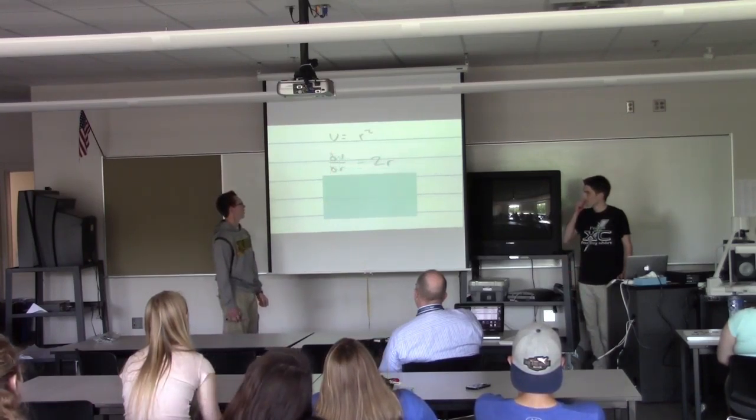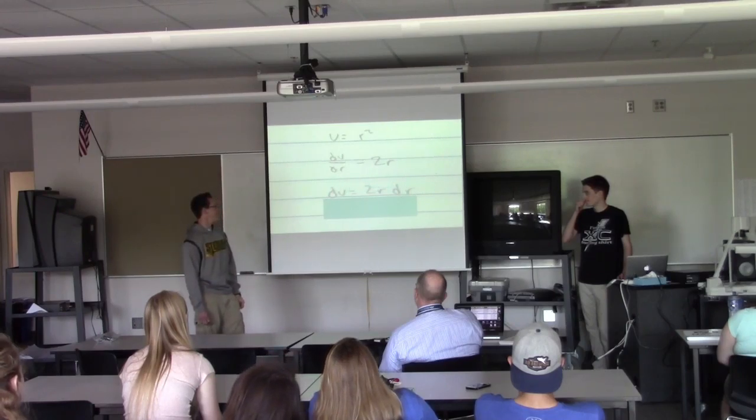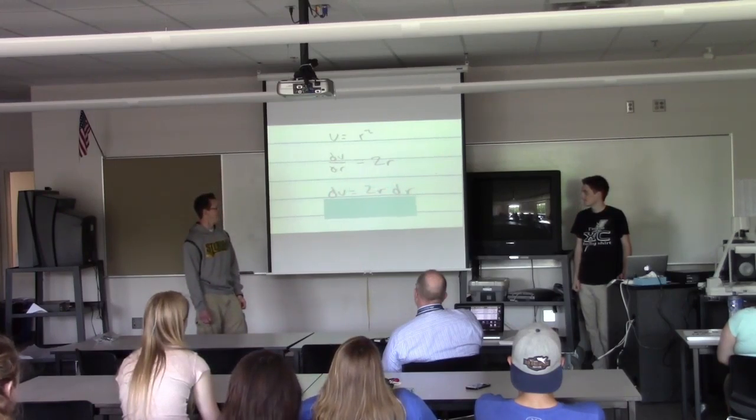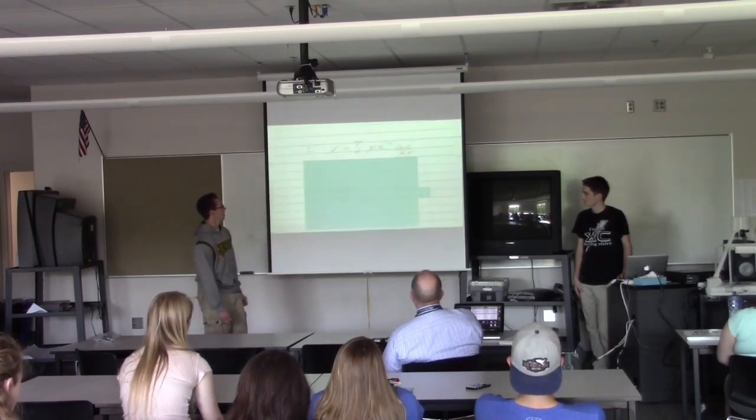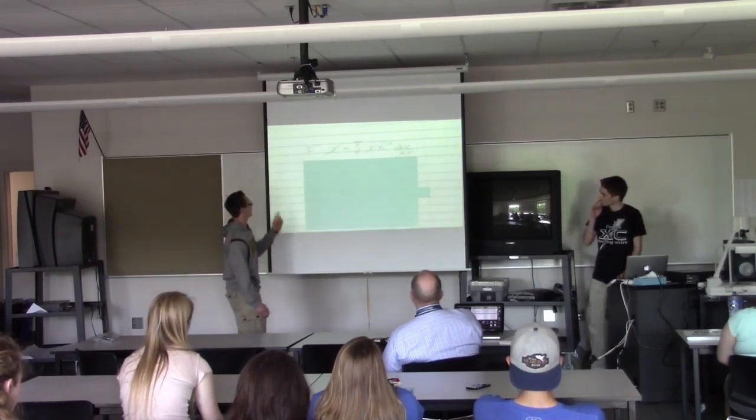So du/dr equals 2r. Then du will be 2r dr, and dr will equal du over 2r. So we'll plug that in for our I squared.